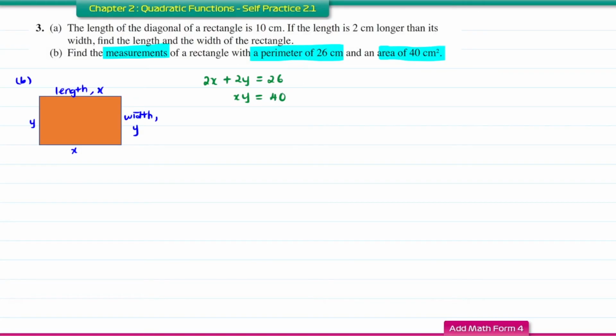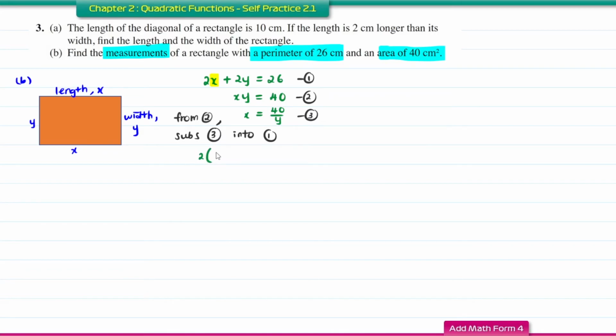So we're going to label the first one here as equation number 1, this as equation number 2. So for this case, I'm going to solve it using the substitution method. So from equation number 2, I'm going to let the x be the subject of the formula. Therefore, x is equal to 40 over y. So let us label this as equation number 3. Next, we're going to substitute equation number 3 into 1, which means we're going to substitute the x in our equation number 1 with 40 over y.